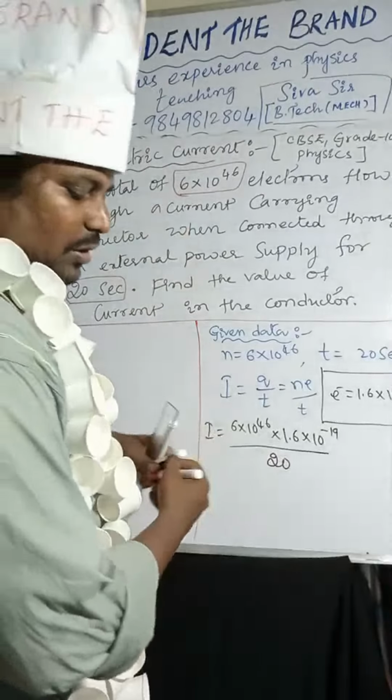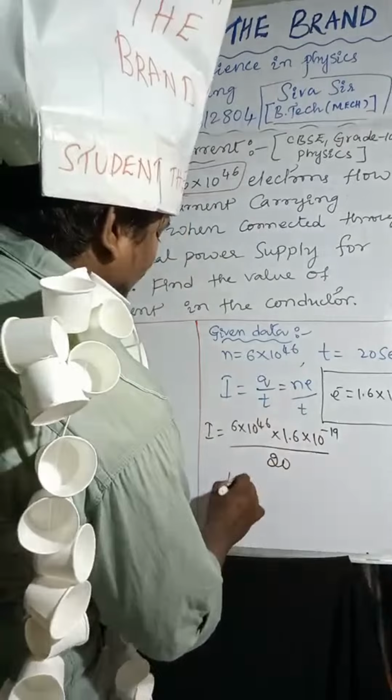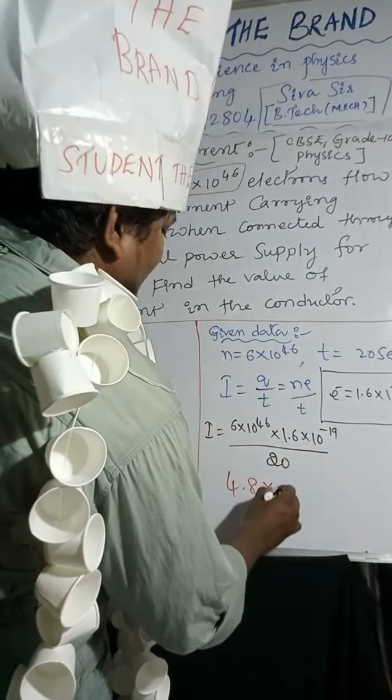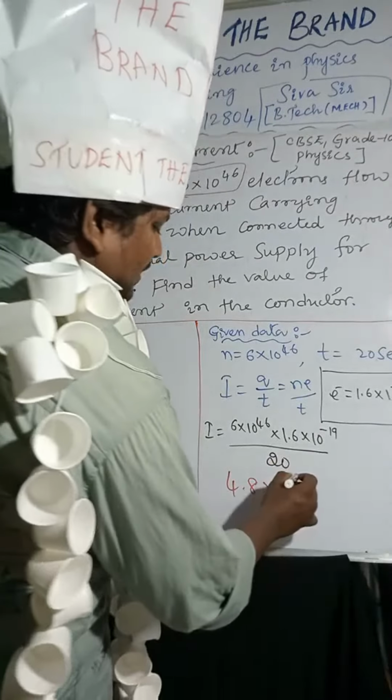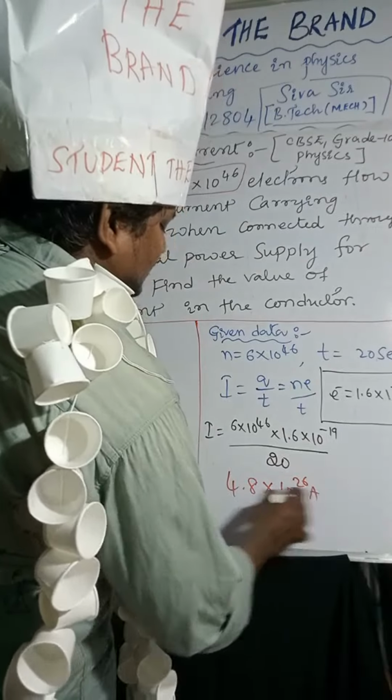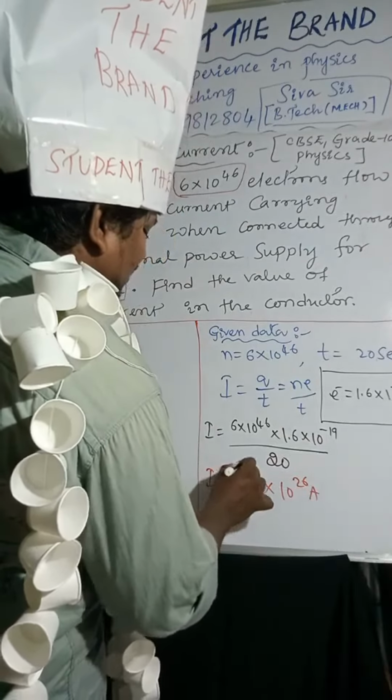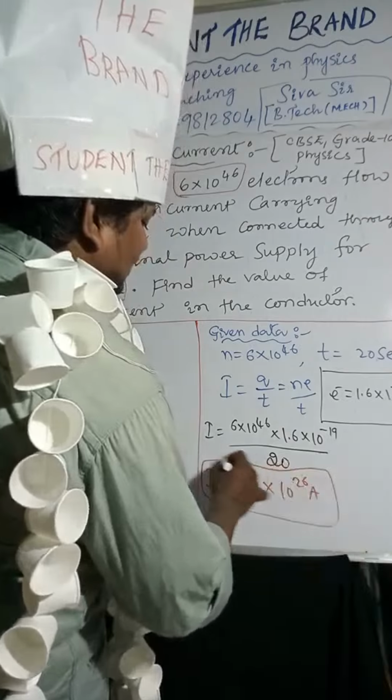Answer is 4.8 into 10 power 26 ampere. So I got this answer. So remember, try to solve. Calculation you have to do it at any cost.